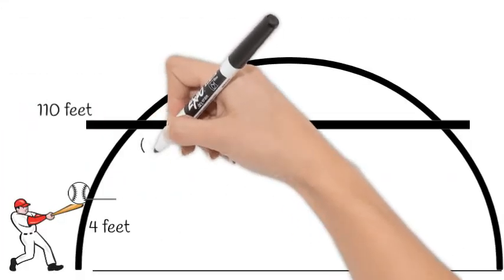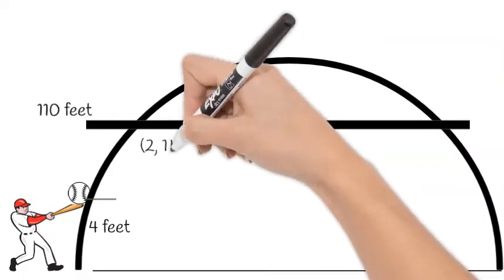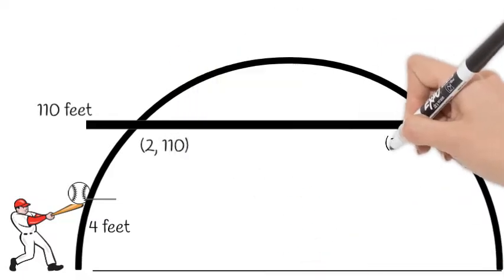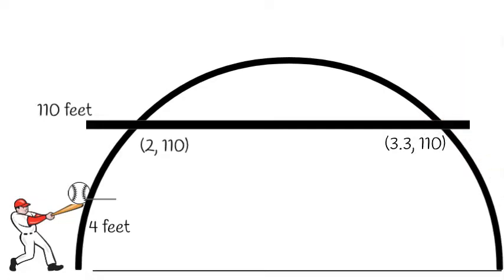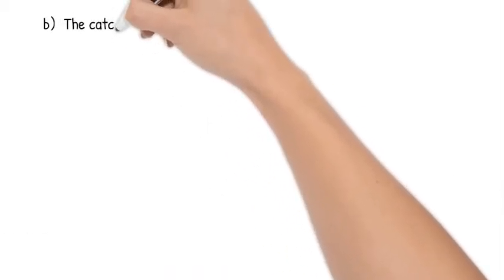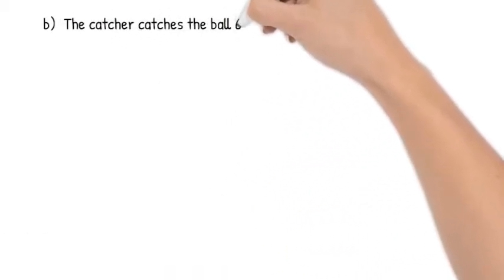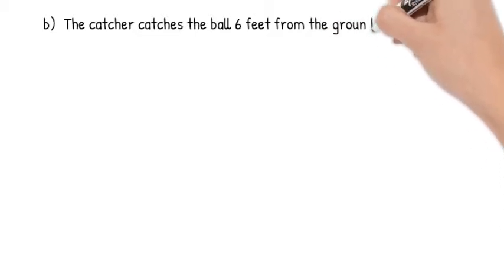Okay, the second part of the question says the catcher catches the ball 6 feet off of the ground. This is marking where that height was when it's 110 feet. Now the catcher catches the ball. Again, this is not to scale. And he's 6 feet off the ground. Well, his glove is 6 feet off the ground when he catches it. So now let's solve this problem. We want to know how long the ball is in the air.